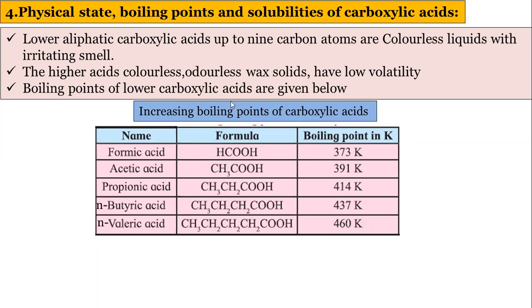Boiling points of lower carboxylic acids are given below. See, this is formic acid, acetic acid, propanoic acid, n-butyric acid, n-valeric acid. All these are straight chain carboxylic acids. And see the boiling point here. As the molecular mass increases, the boiling point also increases.